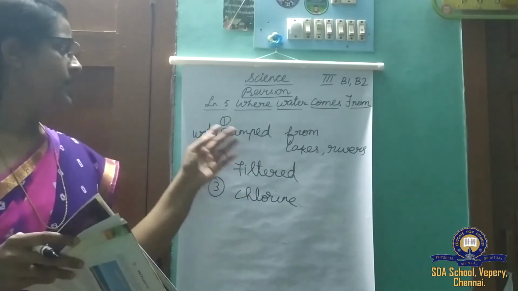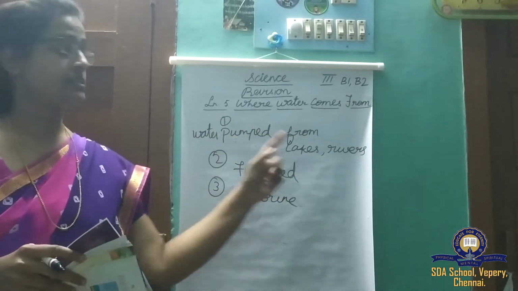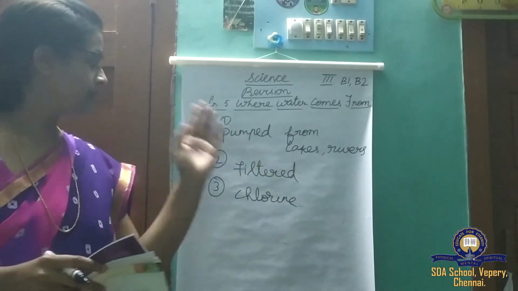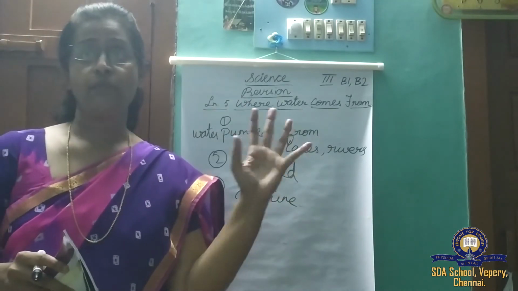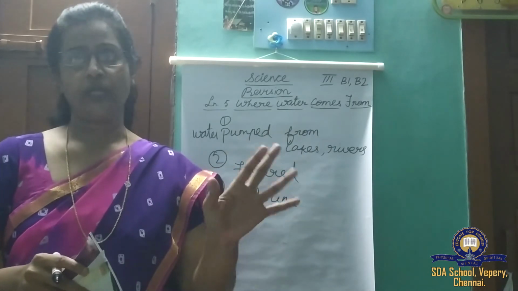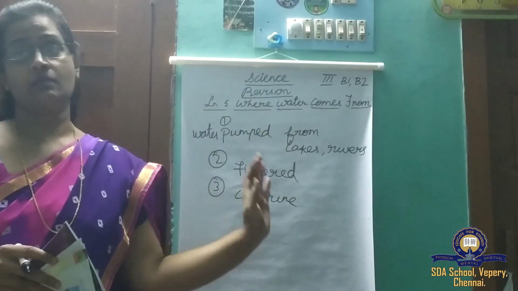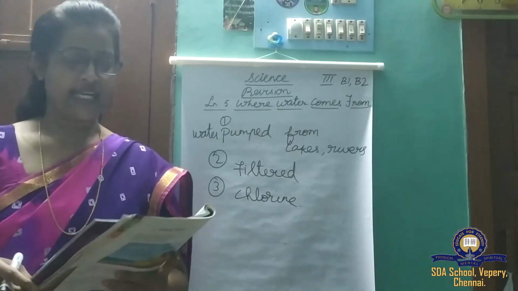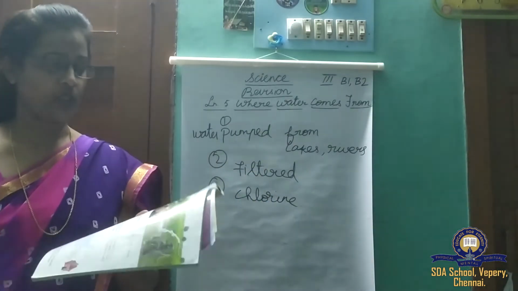First step, the water is pumped from lakes and rivers. Second step, it is filtered. Then chlorine is added to kill the germs, if there are any. This is how the water comes to homes. You can see the steps also.